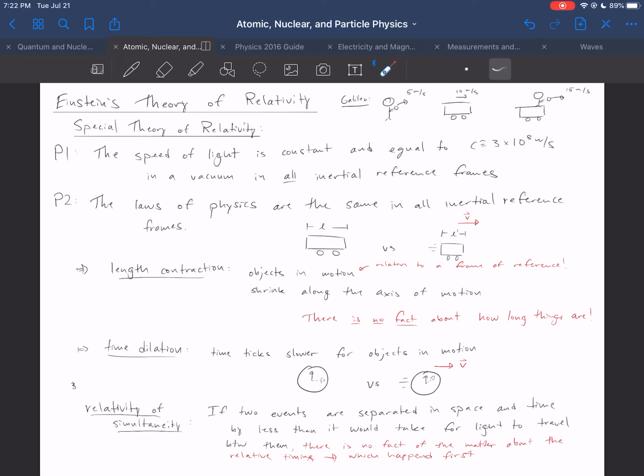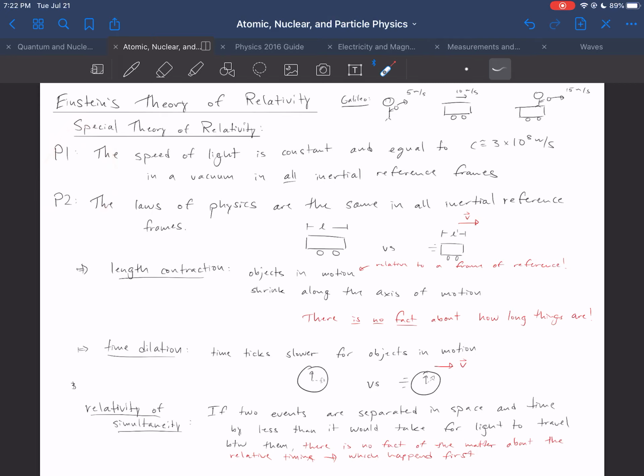This is why we don't notice them in everyday occurrences. I will say, though, that we need them. If you do not account for the special theory of relativity, your GPS will give you a significantly wrong result for where objects are. So length contraction is a real and measurable effect that happens as a result of these two postulates.